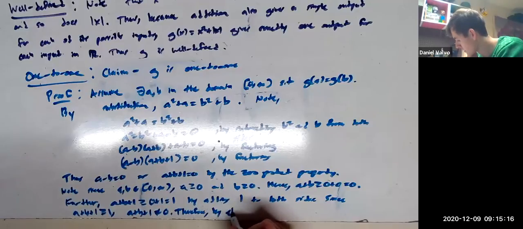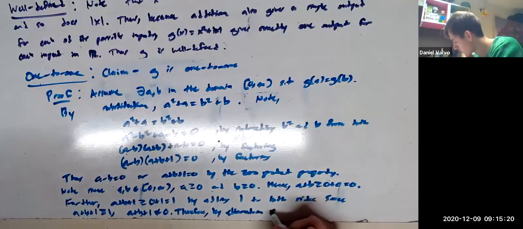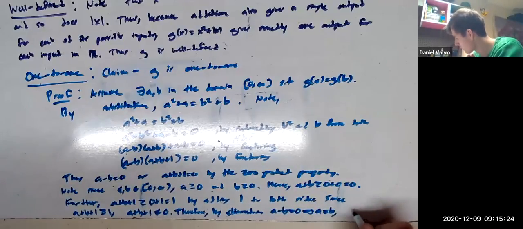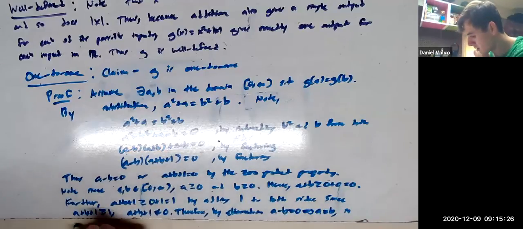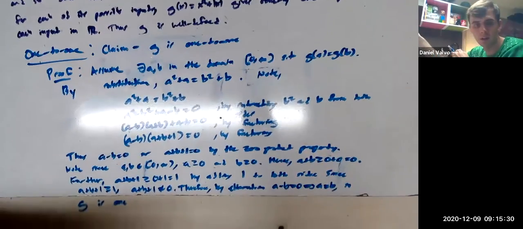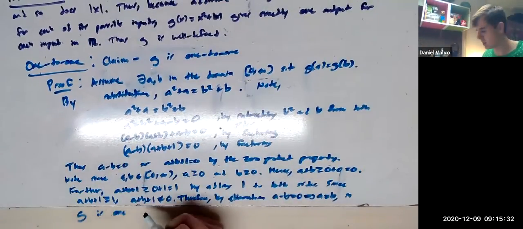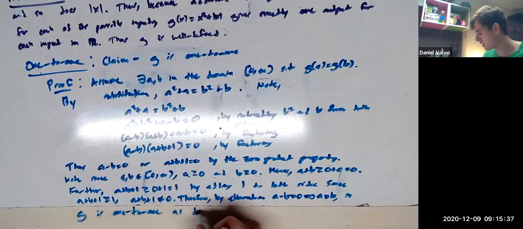Therefore, by elimination, a minus b must equal 0, which implies a equals b. So G is 1-to-1, as desired.